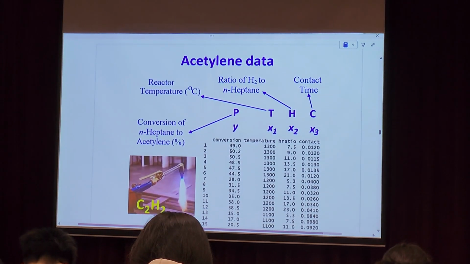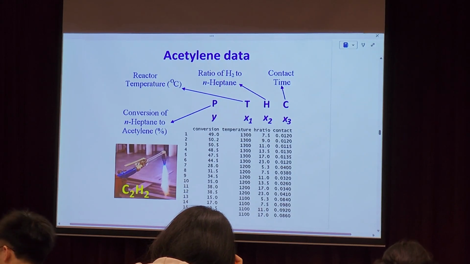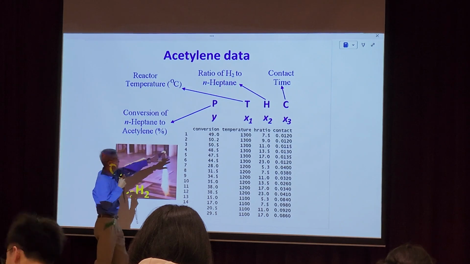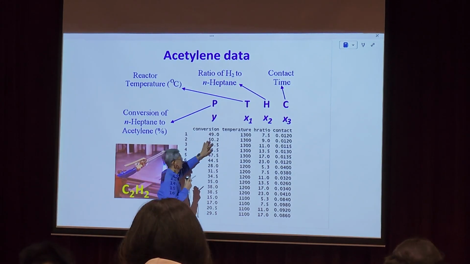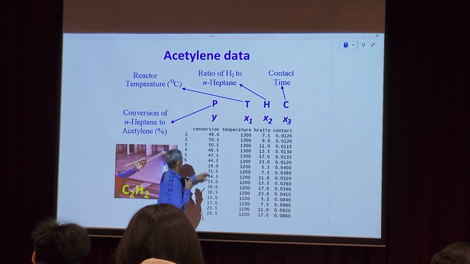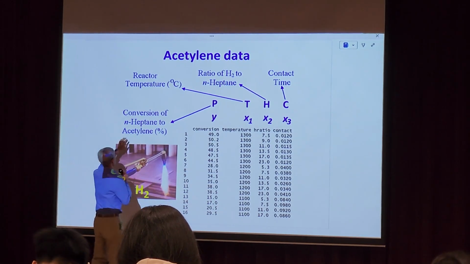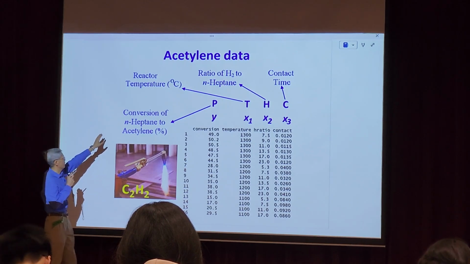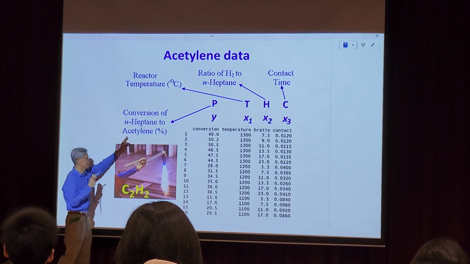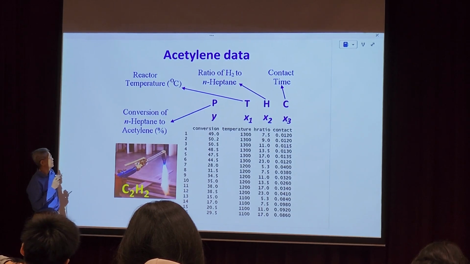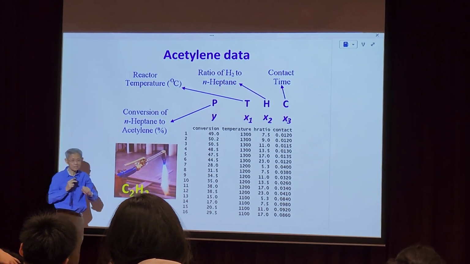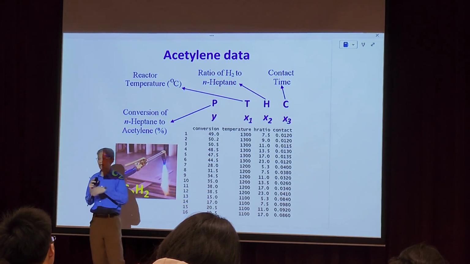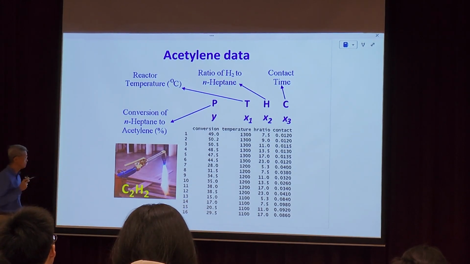Now let's look at the data. This data here that we are going to use throughout this chapter. So in this data, there is a response, and there are 3 regressor variables. Here is the conversion. What conversion? Well, in this experiment, we want to find the conversion of N-heptane to acetylene. This is the gas. So it's a percentage, and this number is only positive or non-negative. You can't have a negative conversion.